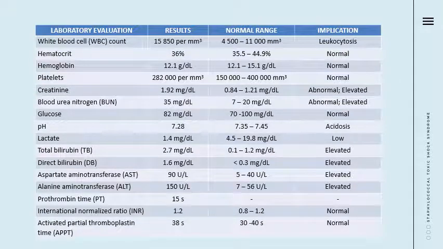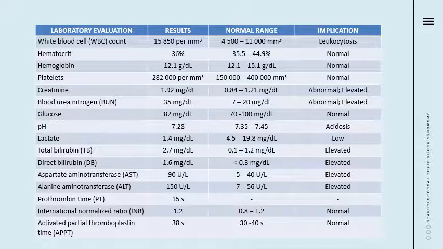The patient's white blood cell count is higher than normal, so this is referred to as leukocytosis, which may be due to infections that are most commonly caused by bacteria, or inflammatory diseases, or tissue damage. Her hematocrit, hemoglobin, and platelet counts, on the other hand, were normal.